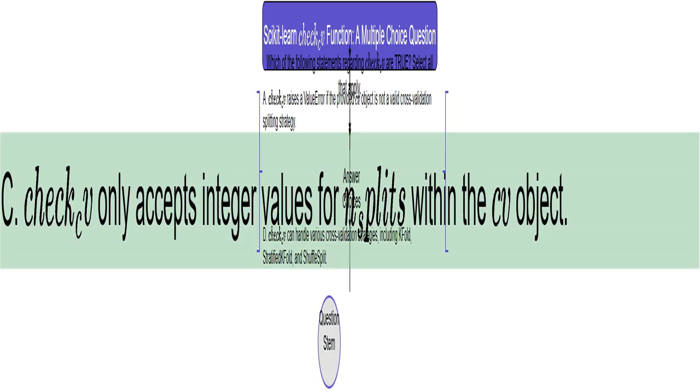This option proposes that check_cv only works with a specific type of input for the number of splits, n_splits. It's saying that you must provide a whole number, integer, for how many folds you want in your cross-validation. We'll see if this is a strict requirement or if there's more flexibility.